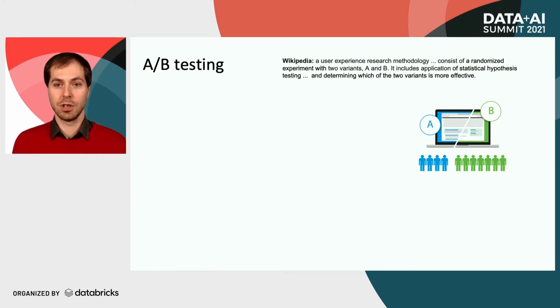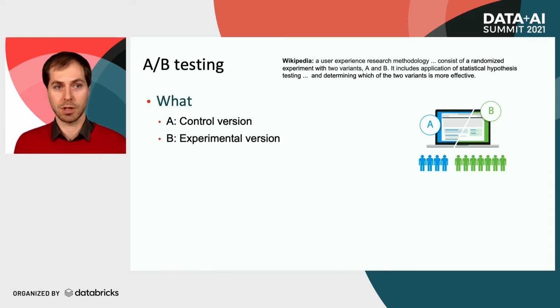And you only show this change to a portion of your visitors and measure some KPI like conversion rate and see in which of these two groups the metrics are better. So you have typically some control version and some experimental version that you expose your visitors to.